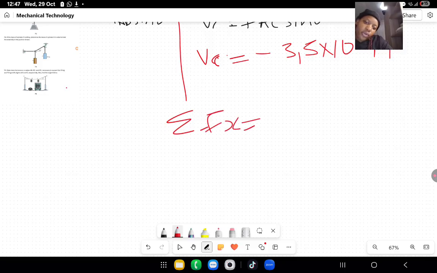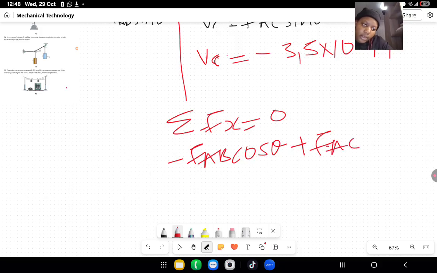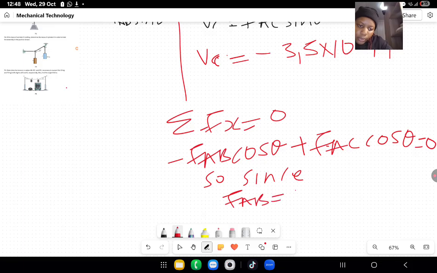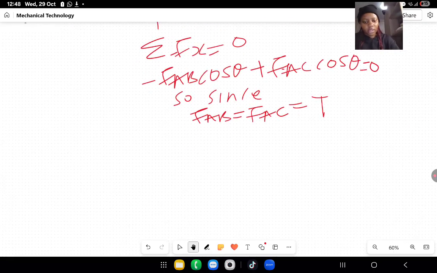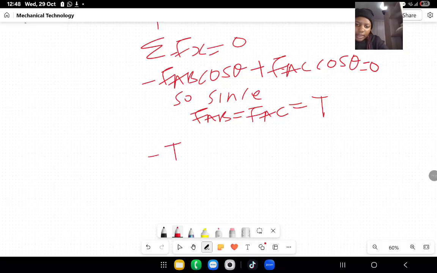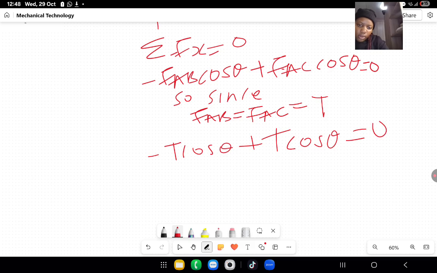Sum of the horizontal components equals FAB cos theta plus FAC cos theta equals 0. Since FAB equals FAC equals T, wherever we see FAB and FAC we replace it with T. So we say minus T cos theta plus T cos theta equals 0. The negative and positive cancel, so it is 0.